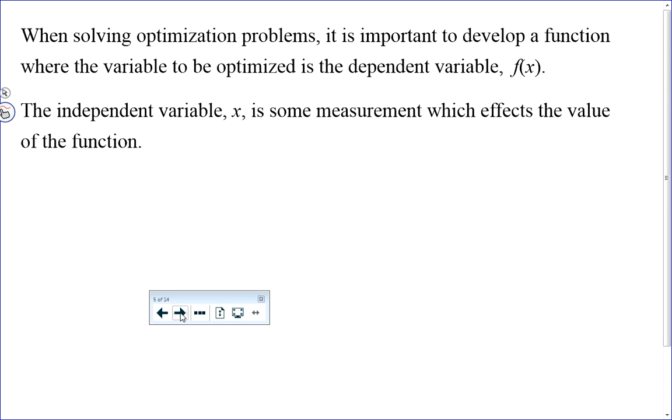What is important in all of these problems is that you come up with a function where the variable that you want to be as large or as small as possible is f of x. It's the y coordinate. And you define that y coordinate in terms of some other variable, which is the independent variable. So I want to go back and just talk briefly here about the soup can problem.